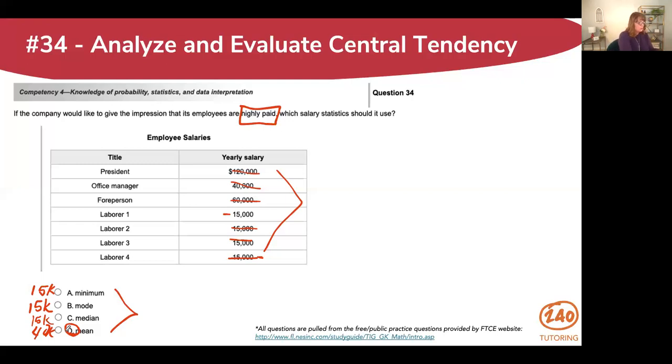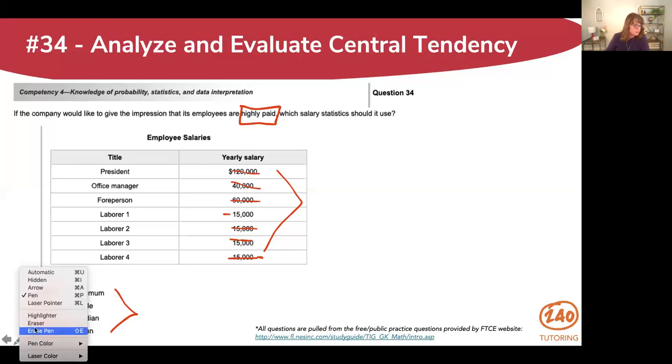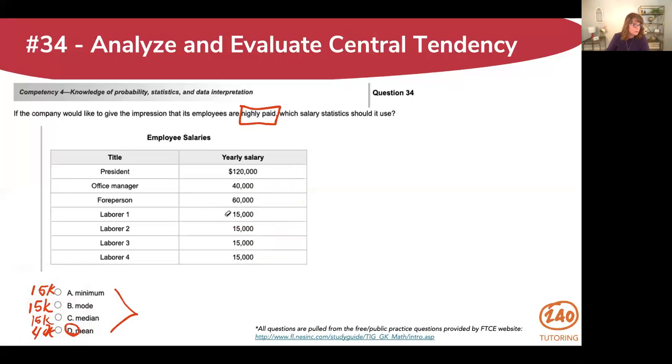And I want to show you, you can do a little mental math here. I'm going to make sure our video is still working. Yes. You can do a little mental math, guys. I'm going to erase just so you can see a little bit better. Eraser. Okay. Let me turn the pen back on. Maybe. It's the keyboard shortcut. Okay. Nope. There we go.